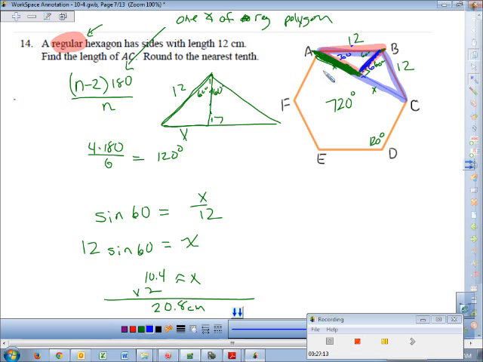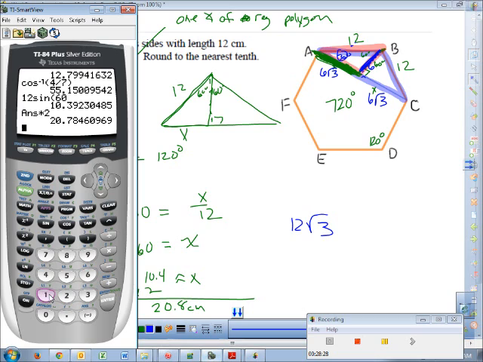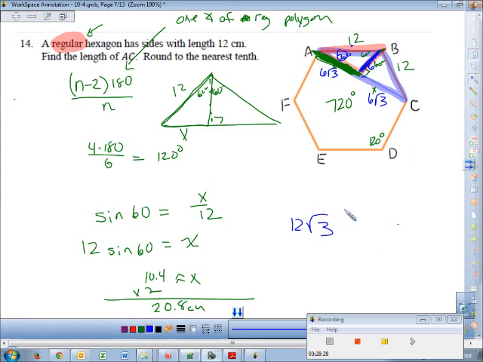Take the short leg times the square root of 3, because doesn't 30, 60, 90 start with a 3? This is 6 square roots of 3. This is 6 square roots of 3. Total, 12 square roots of 3. Just for fun, punch in 12 square roots of 3. I'll bet you get the same stinking thing. Isn't that amazing?